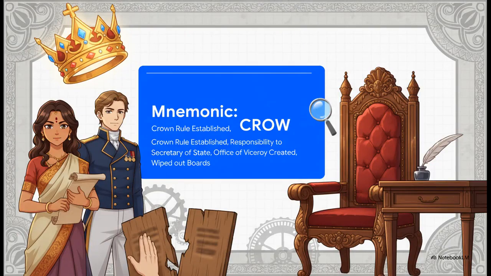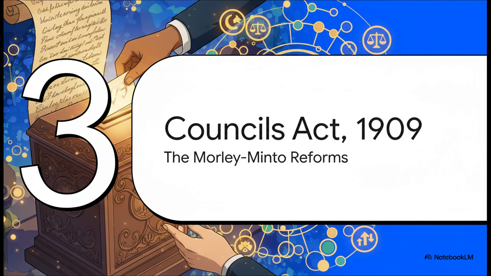And the mnemonic for this one? Just think CROW. C for Crown rule being established. R for responsibility shifting to the new Secretary of State. O for the office of the Viceroy. And W for wiping out the company's old boards. Easy? Okay, on to 1909.